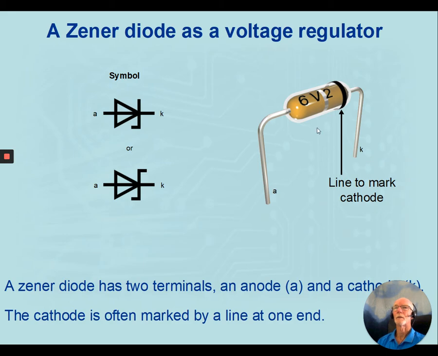Zener diodes come in various shapes and sizes. Often the small ones are encapsulated in glass. They may have a number written on them, and in this case it would be a 6.2 volt Zener. They may also just have a code number, which we would have to look up to see what its rating is. They will also have a band around one end to mark the cathode.